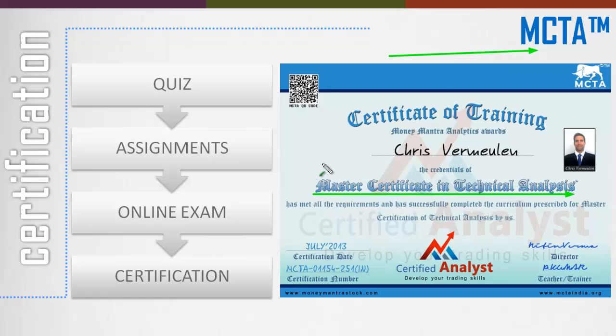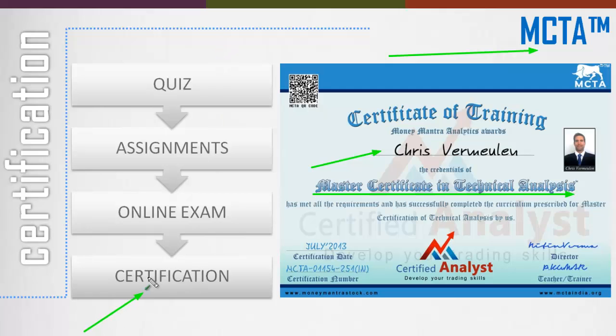This is the certificate of one of our students, Chris Vermeulen. The student is from Canada. The student is also a very recognized author of a very famous technical analysis book. You can check his details on our website, and you can also go to his own website. He wrote the book after the completion of this course.